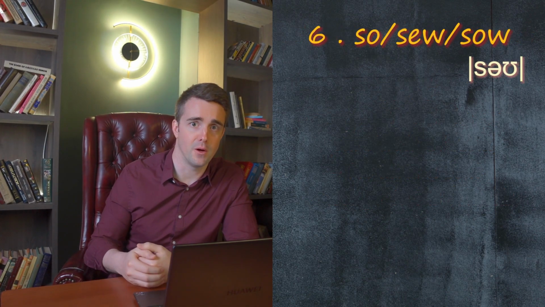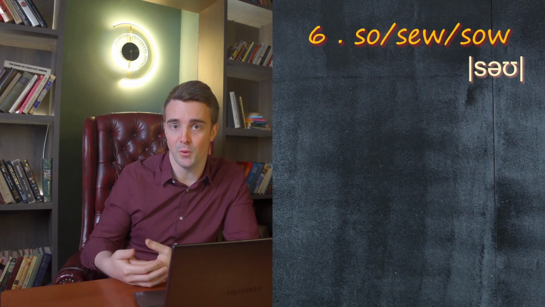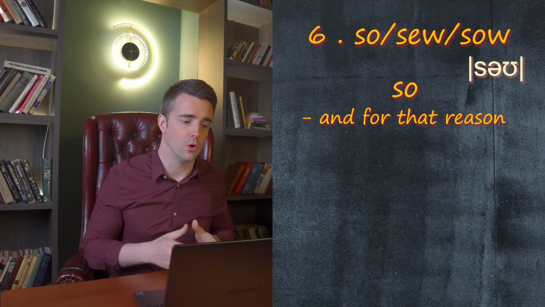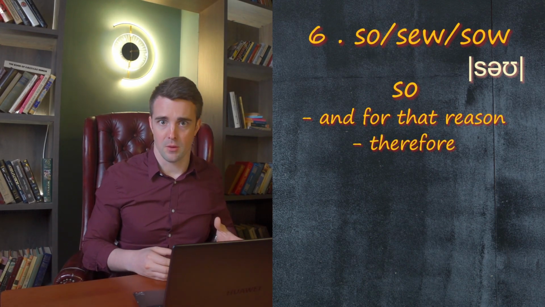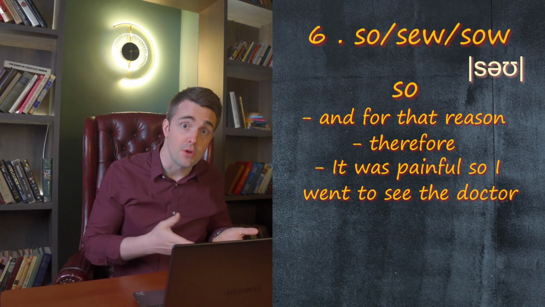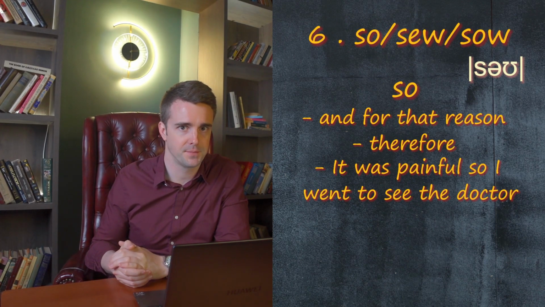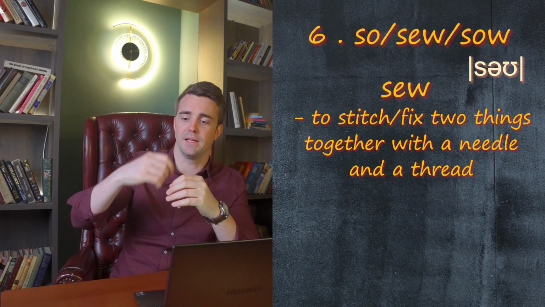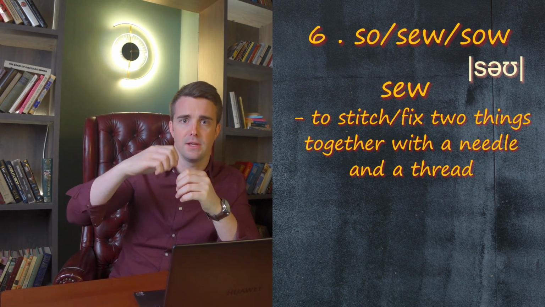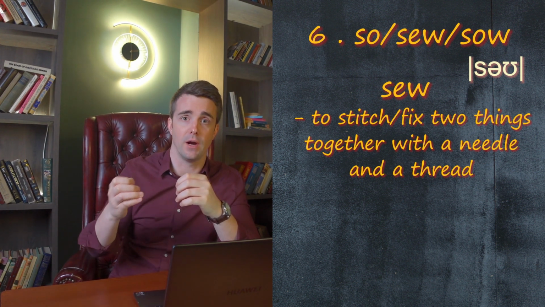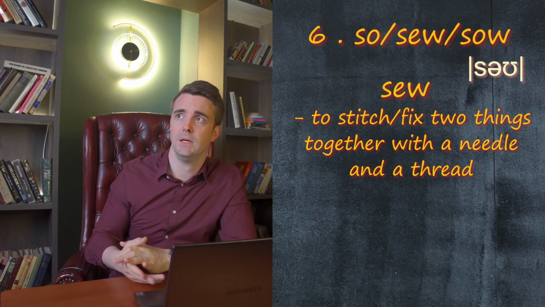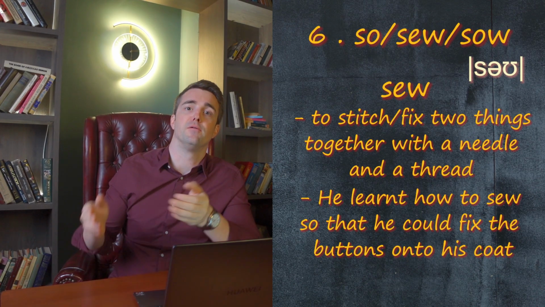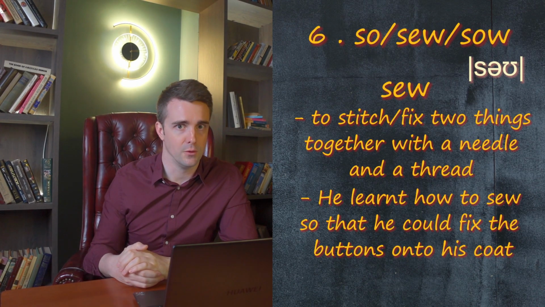Then we'll move on to so and sew. Well, so can be used to mean and for that reason, or therefore. For example, it was painful, so I went to see the doctor. And sew means to stitch two things together with a needle and a thread. So, for example, he learnt how to sew so that he could fix the buttons onto his coat.